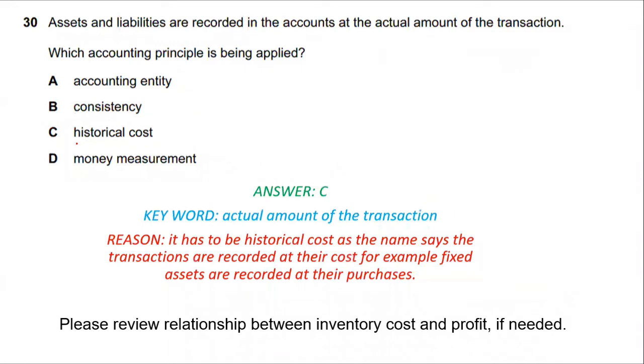Multiple choice 30. Assets and liabilities are recorded in accounts at the actual amount of the transaction. Which accounting principle is being applied? Again, this is a theoretical question asking about an accounting principle. The principle here is historical cost, because, as the name says, transactions are recorded at their cost. For example, fixed assets are recorded at their purchase price. Therefore, the correct answer to multiple choice 30 is historical cost.